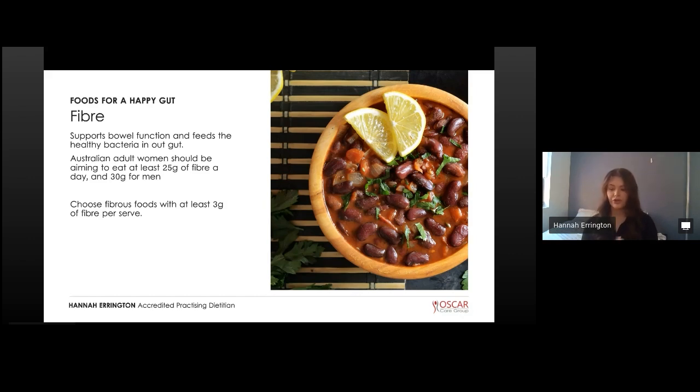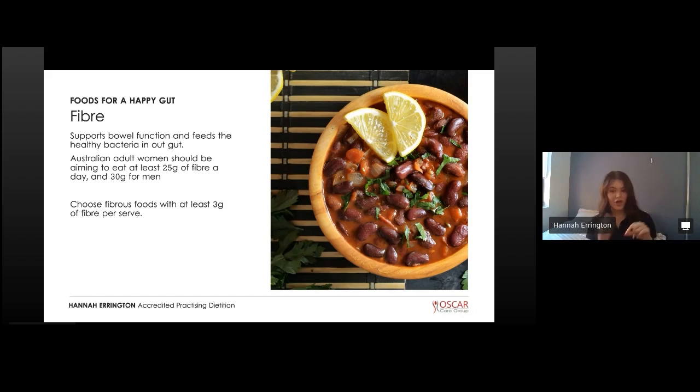It also can help reduce the risk of bowel cancer, and certain types of fiber feed the healthy bacteria in our gut. We're going to touch on that in the next slide. Australian adult women should be aiming to eat at least 25 grams of fiber a day and about 30 grams for men. Some sources of fiber will include fruits, vegetables, beans, lentils, legumes, and whole grains. So whole grain breads, whole grain cereals. We want to try and find foods with at least 3 grams of fiber per serve. So if you are, for example, buying a brand of bread, you want to look at the nutrition information panel on that bread.